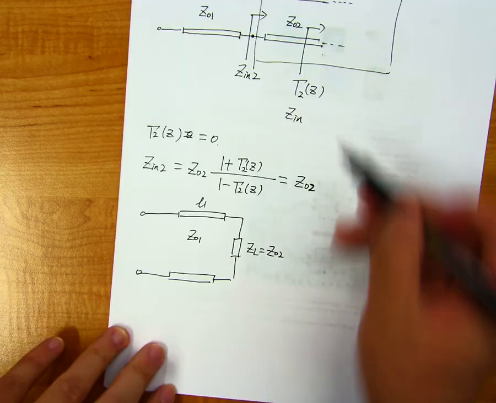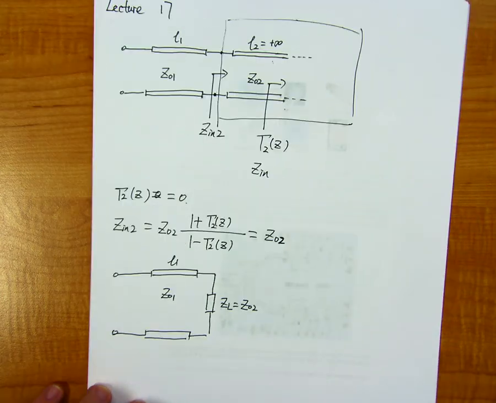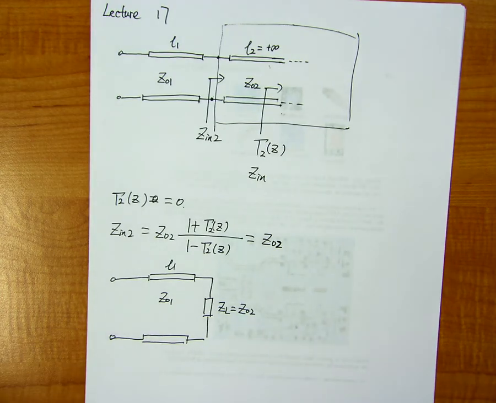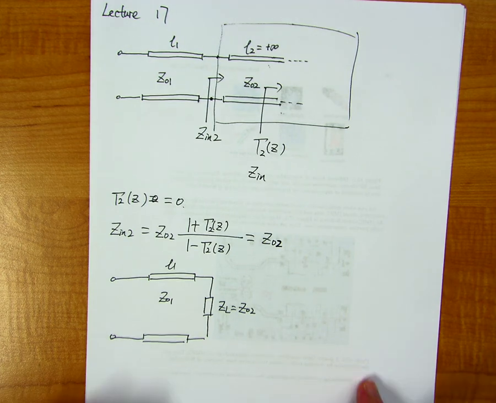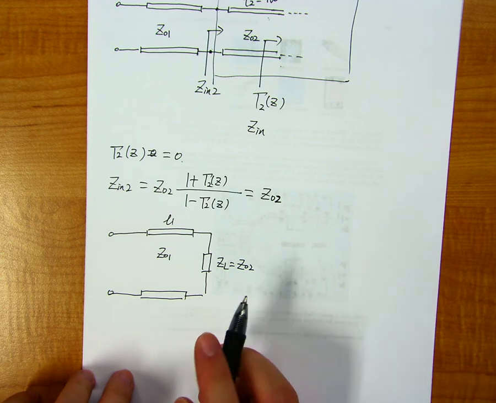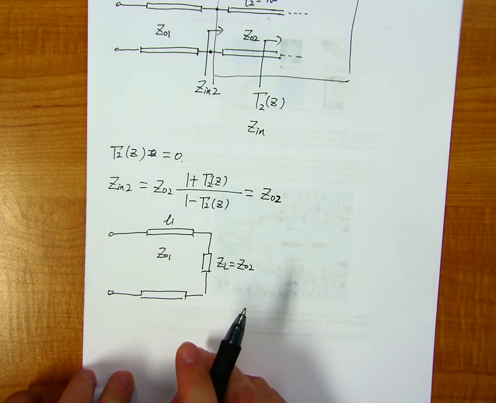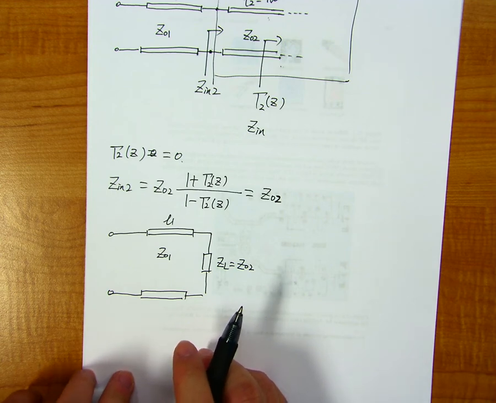Okay, so these two circuits are equivalent to each other. Everybody agrees? Okay, so this is nothing but a terminated transmission line. We just learned about the general expressions for the input impedance, for the reflection coefficient, everything, right?